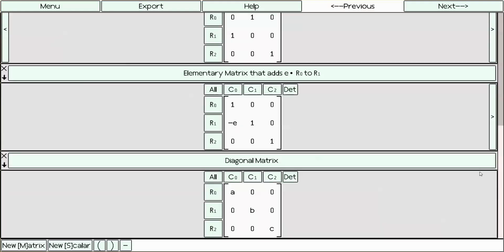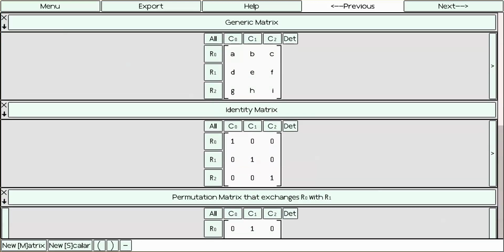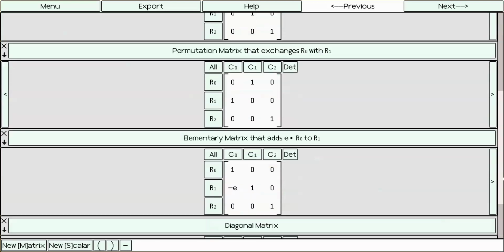So, well, that's probably enough about different types of matrices.